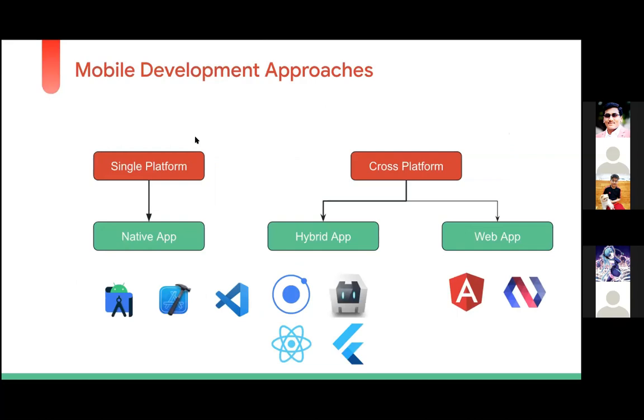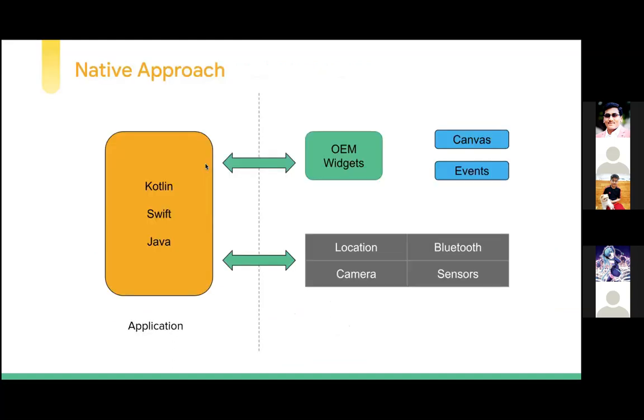So now let's see the architecture of each and how it looks. This is the native approach architecture. You build an application on top of Kotlin, Java or Swift. Kotlin is for Android and Swift is for iOS. The application talks to the OEM widget inside the device. The device talks to the canvas and events, which is the communication from the user: whenever he clicks on a button, it goes to the hardware OEM, gives a request to the event, and then accesses the services. That is how the native application works.